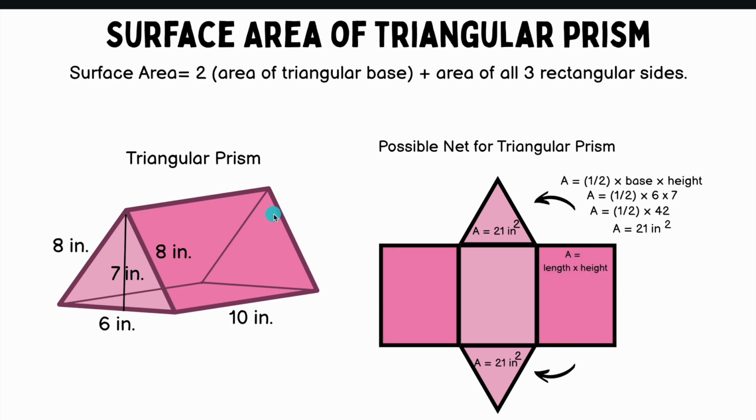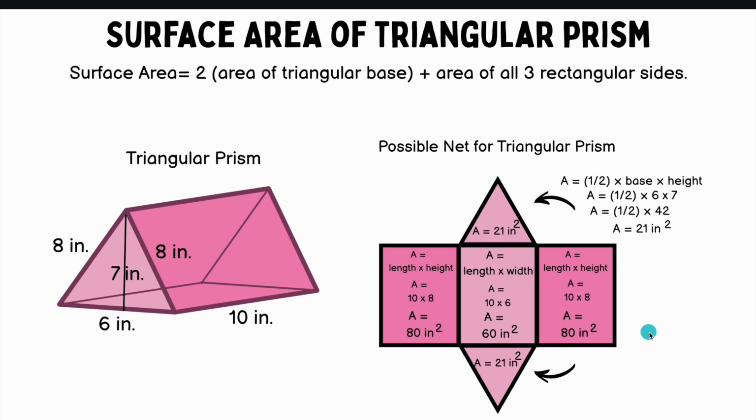Now let's find the area of this rectangular side. We have 10 times 8. That means the area is 80 inches squared. Now let's find the area of this rectangle. 6 times 10, or 10 times 6, which is 60 inches squared. Lastly, we know this opposite side is 10 times 8, which is 80 inches squared.